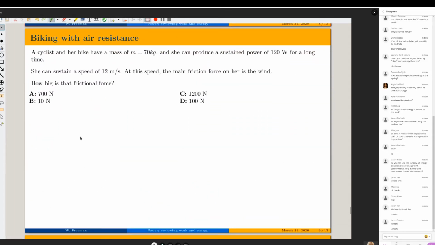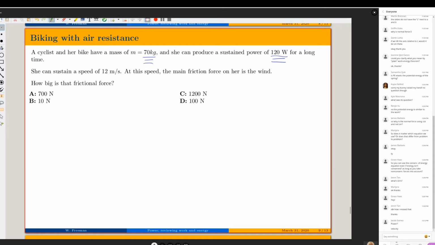So imagine a cyclist. This is a reasonable amount of power for a cyclist of this mass to be able to produce for a long time, so several hours. You can get 120 watts out of a person. Highly trained people, maybe more than that.